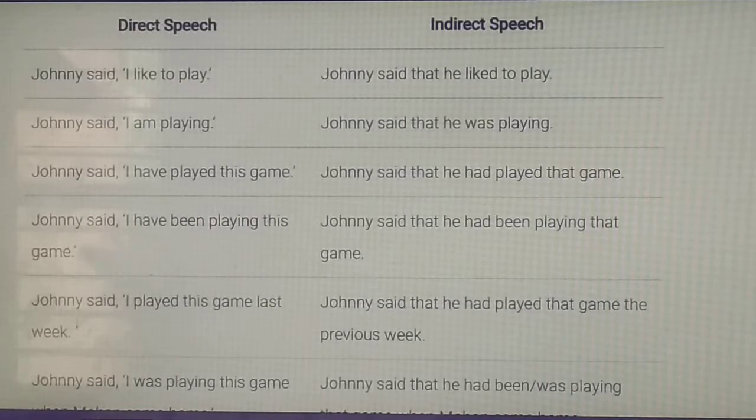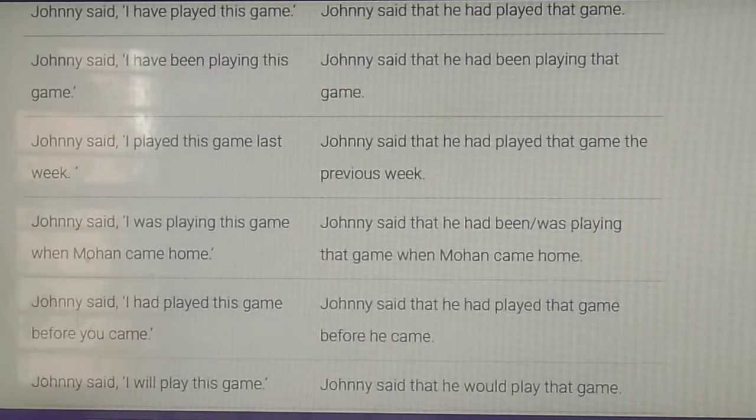This has changed into that. Johnny said, "I played this game last week." Johnny said that he had played that game the previous week. Johnny said, "I will play this game." This changes into that, children.